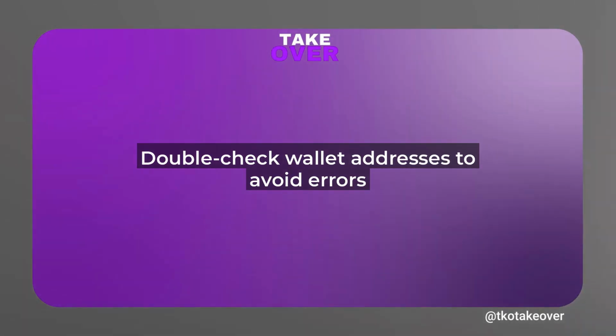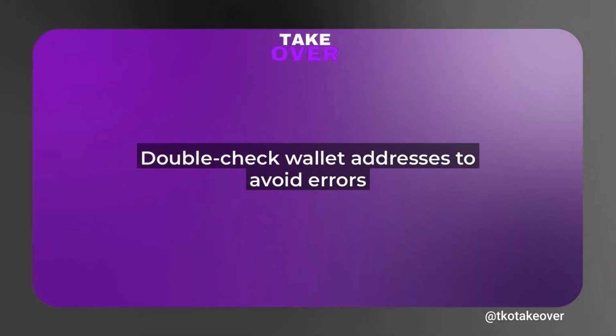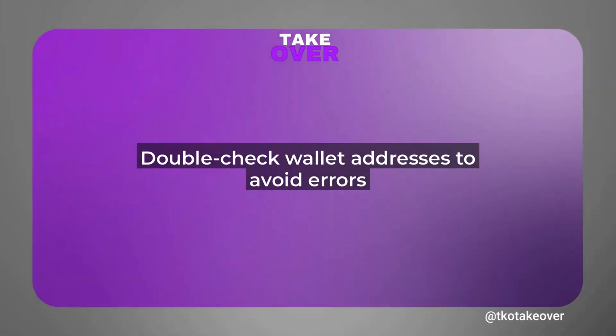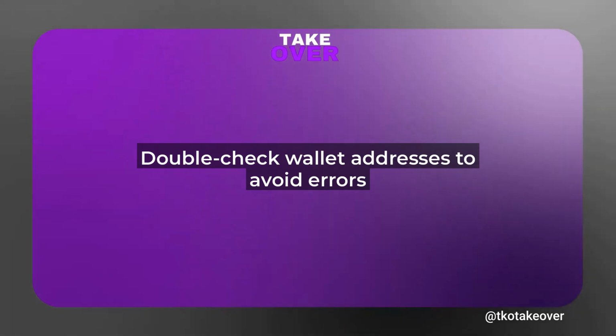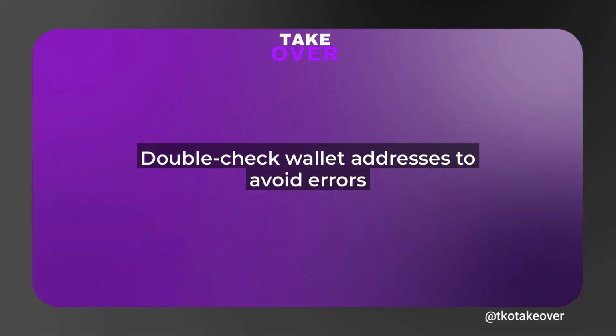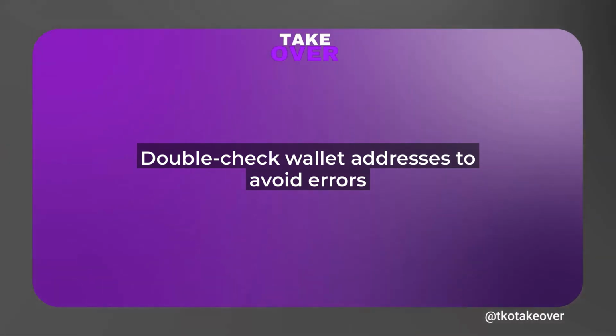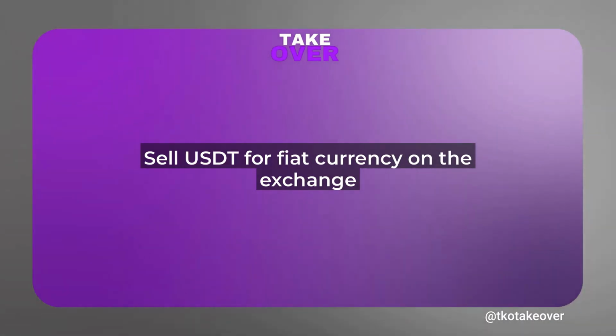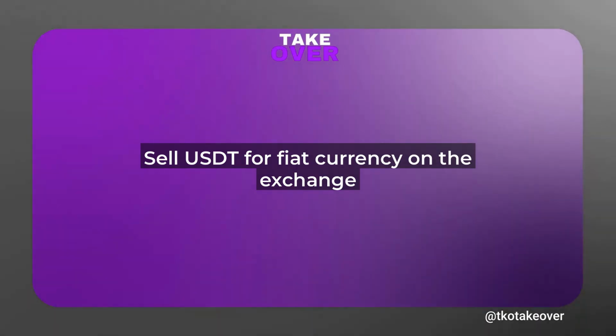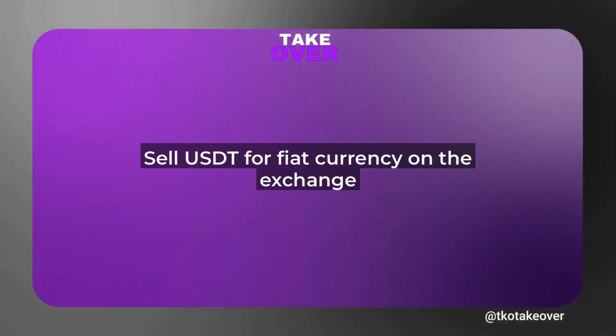Next, since Trust Wallet doesn't directly support bank withdrawals, you'll need to send your USDT to a reputable crypto exchange that offers fiat withdrawal options, like Binance or Coinbase. Head to the Send feature in Trust Wallet, enter the exchange's USDT wallet address, and specify the amount. Pro tip: always double-check the address and network to prevent costly mistakes.